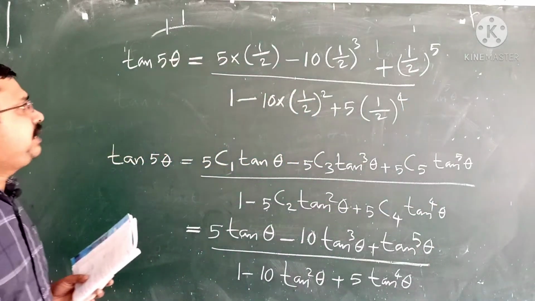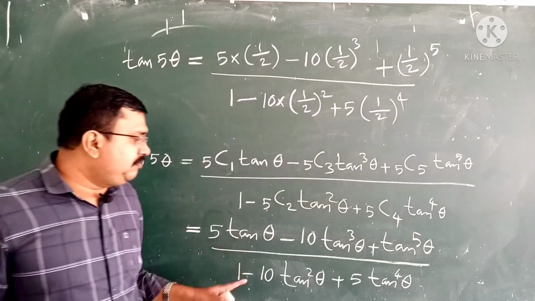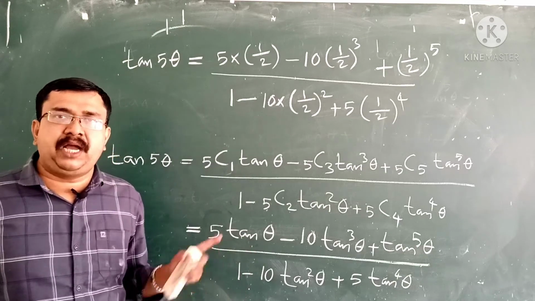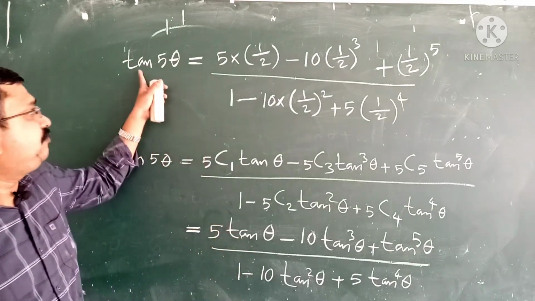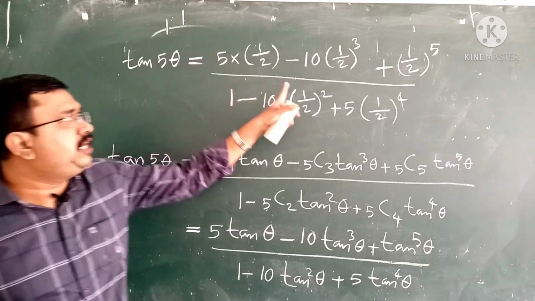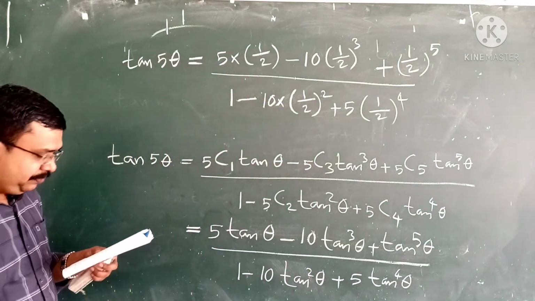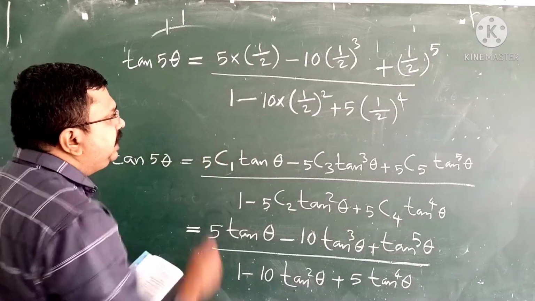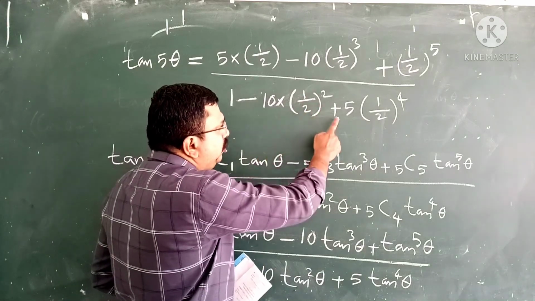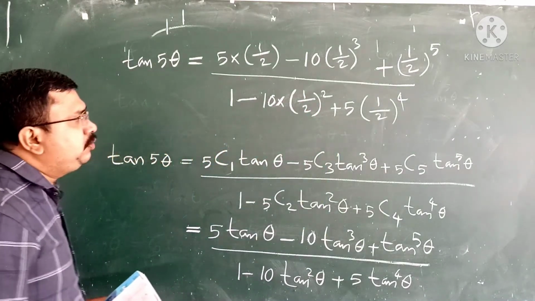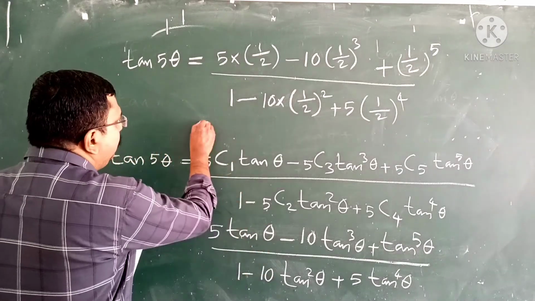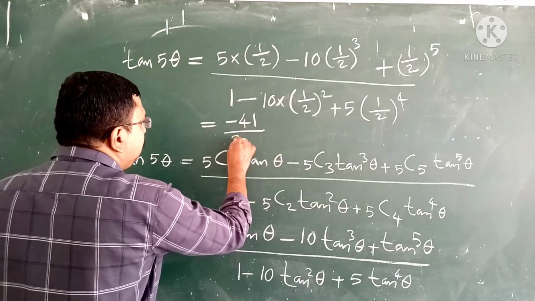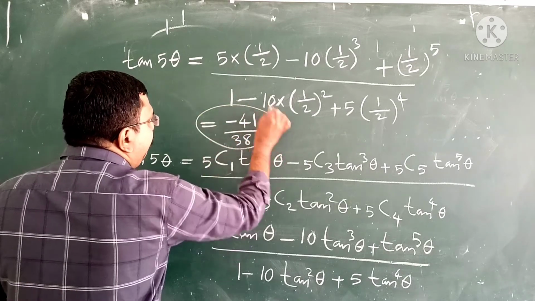Okay. Tan 5 theta is equal to, replace tan theta by 1 by 2. We know that the value of tan theta is 1 by 2. That is given in the question paper. Therefore, tan 5 theta is equal to 5 into 1 by 2 minus 10 into 1 by 2 cube plus 1 by 2 raised to 5 divided by 1 minus 10 into 1 by 2 square plus 5 into 1 by 2 raised to 4. When solving, we get this is equal to minus 41 by 38. This is the final answer.